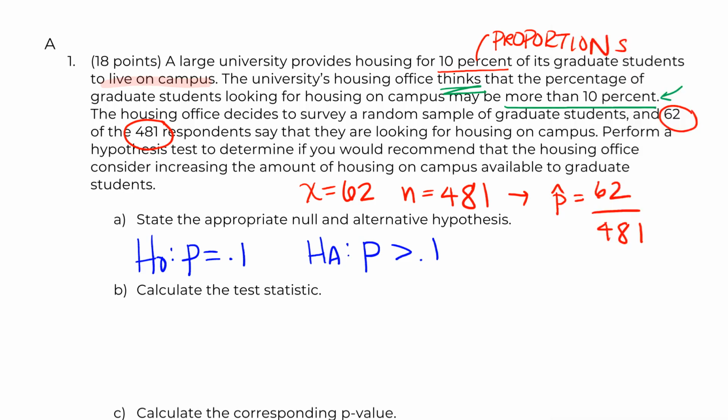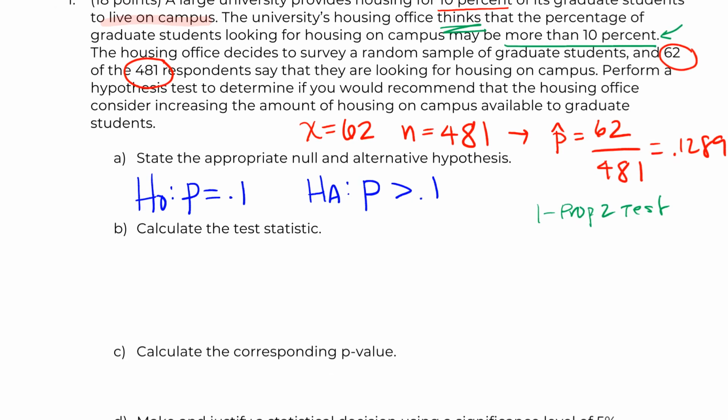This is 0.129. Big calculator, you could already be doing one prop Z test. You have enough information. I haven't even finished reading the problem. Perform a hypothesis test, which is what we knew. It was the warm and fuzzy, to determine if you would recommend that the housing office increase the number of houses available. Okay, great. Test statistic.